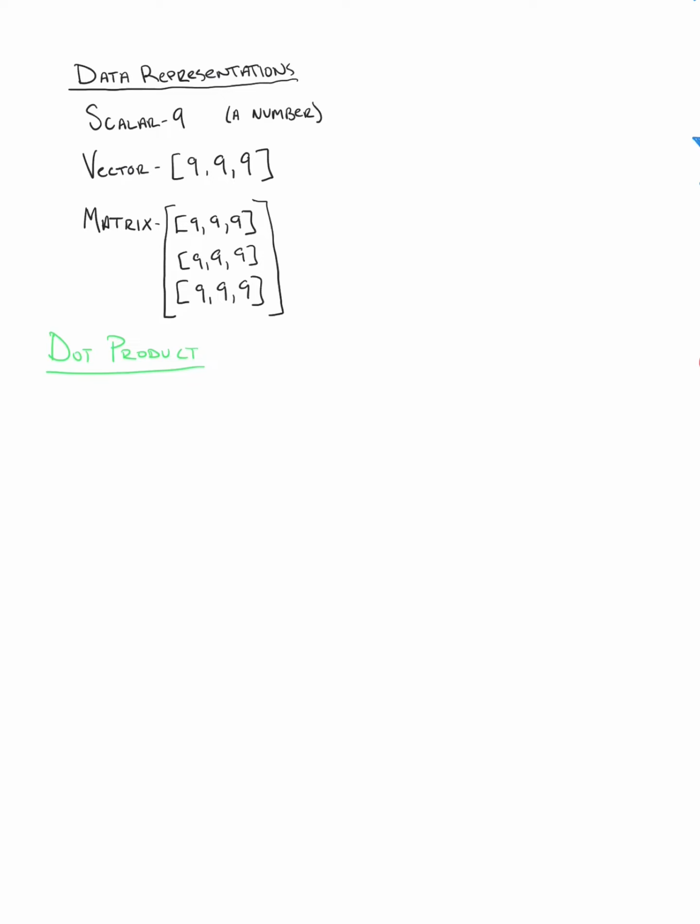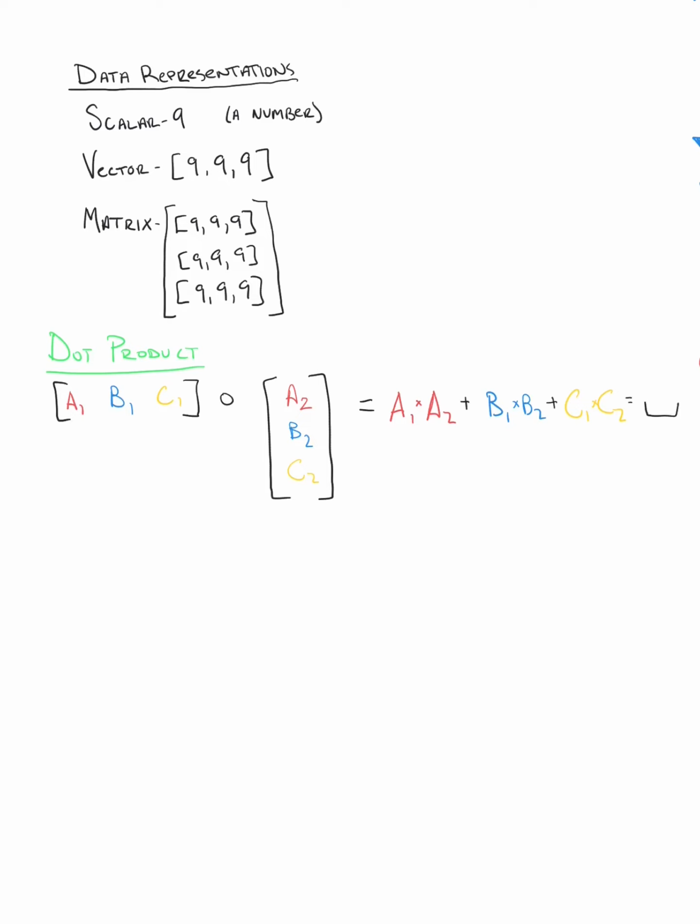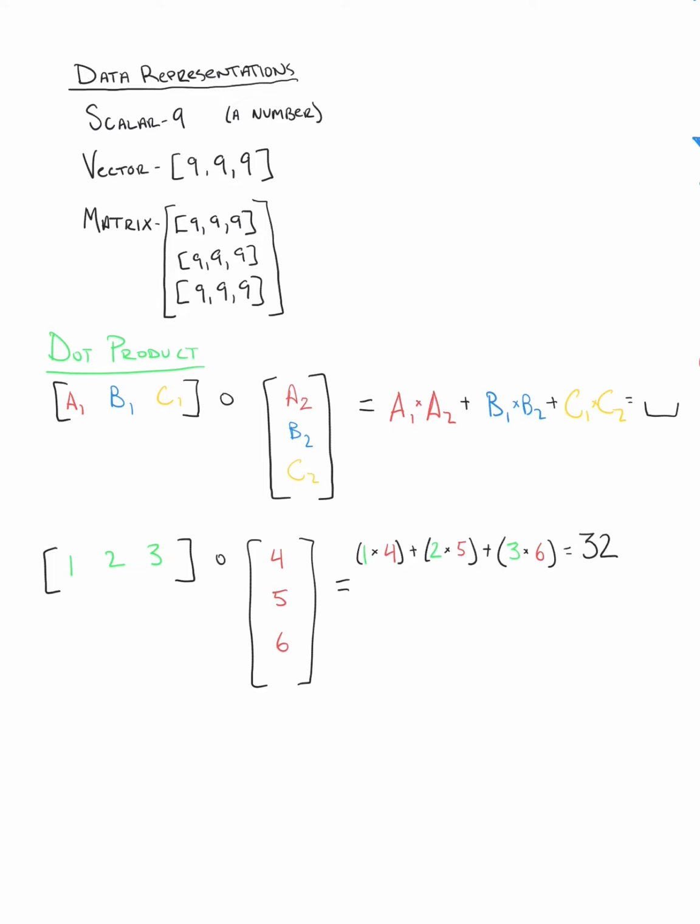The dot product is computed by taking two vectors of identical length, multiplying their corresponding indices together, and then adding them up. As a quick example, let's assume we have two vectors. The first vector is a row vector with the values 1, 2, 3, and the second vector is a column vector with the values 4, 5, 6. 1 will be multiplied by 4 and added to 2 multiplied by 5 and added to 3 multiplied by 6, resulting in a single scalar value.